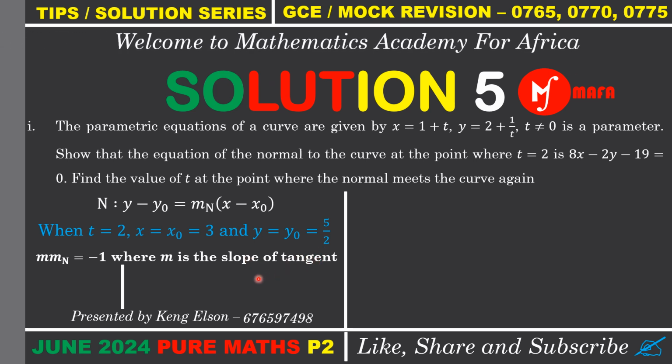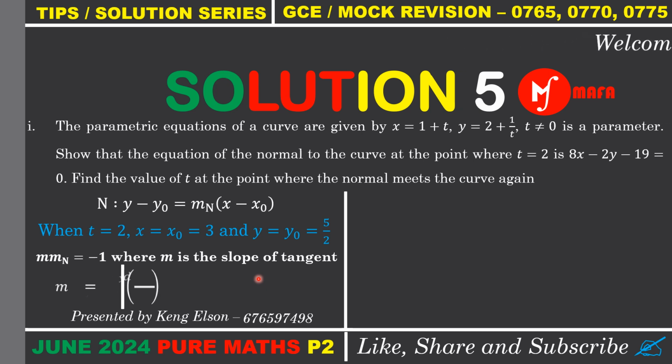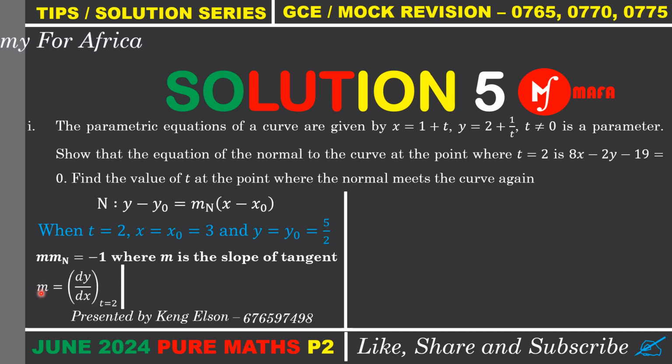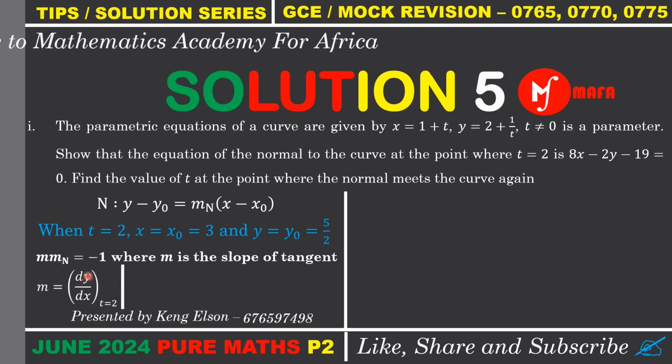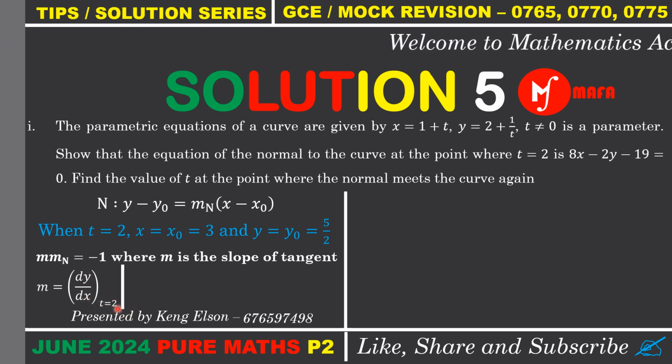Now, to find the gradient of a tangent at a point, we are going to use the derivative. The definition is that the gradient of the tangent at a point to a curve is dy by dx at that point. At that point, t is equal to 2. So we need to find dy by dx, okay?